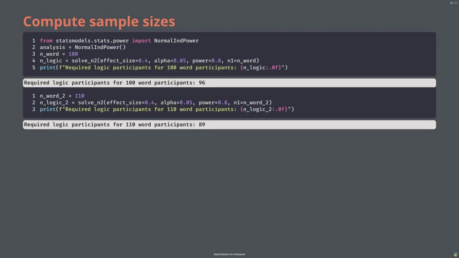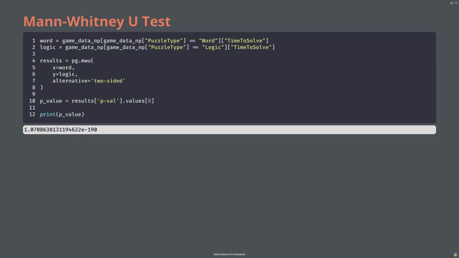We run the Mann-Whitney U test using the MWU method from Pingouin. First, we subset the two groups, word and logic, and use them inside the MWU method and save it in the results variable. Then we extract the p-value from the results variable. As you can see, the p-value is less than 0.05 and therefore our result is significant, meaning that there is a significant difference in the median time to solve the two types of puzzles.